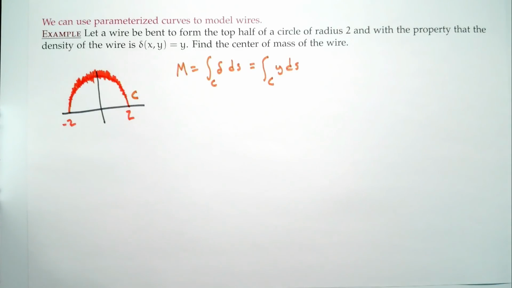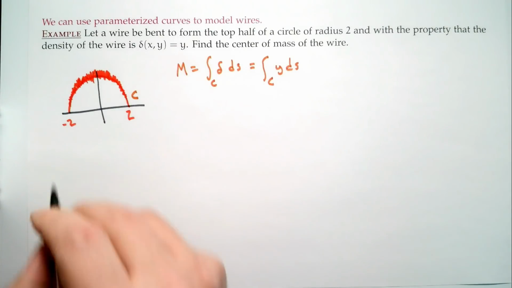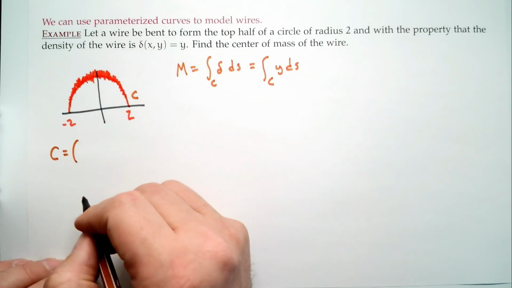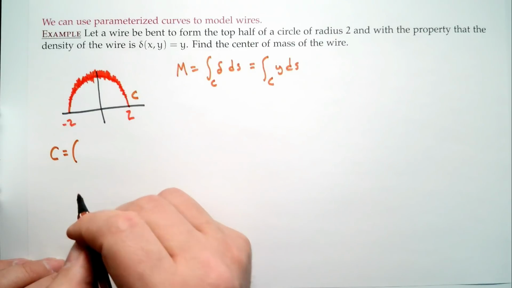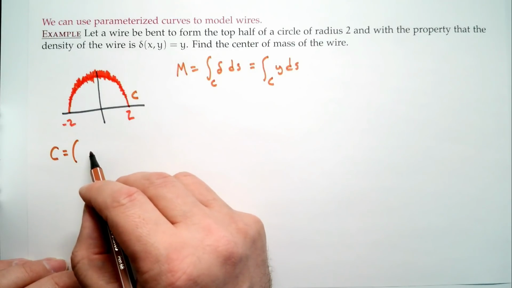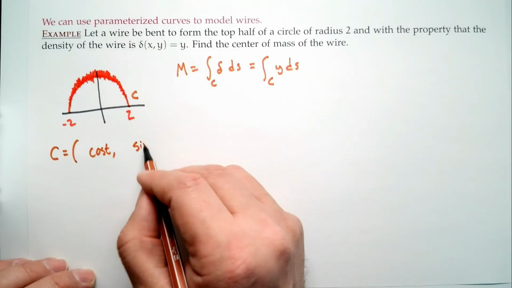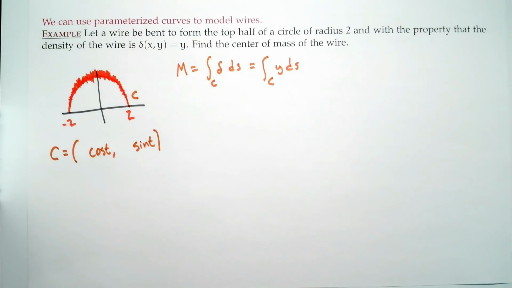Well, it's a half circle. What are some things that we can use for a half circle? What's the parameterization? Cosine and sine work great. So we could do C equals, what would be the x coordinate? Cosine? What would be the y coordinate? Sine? Do we need to change anything?